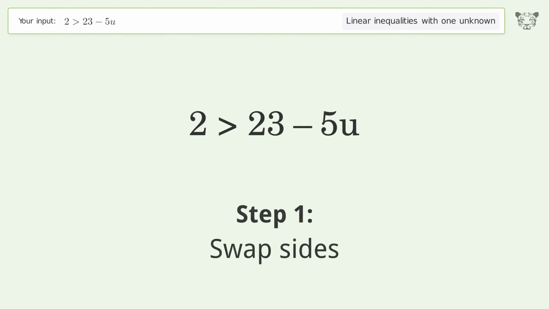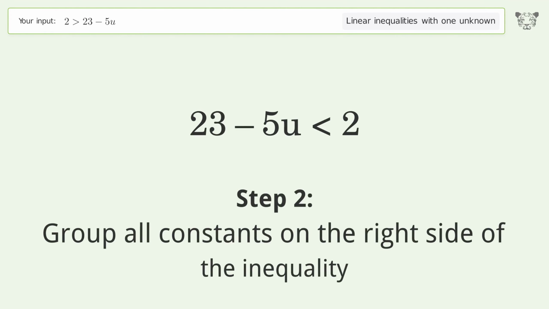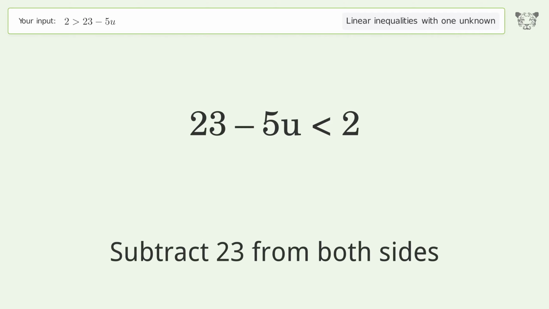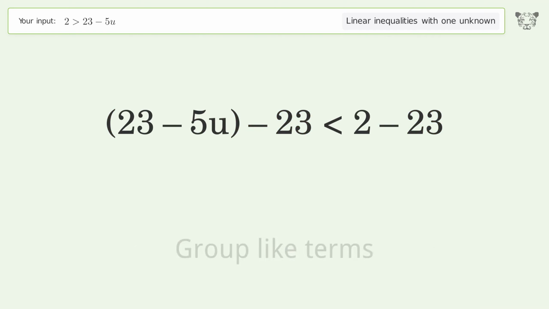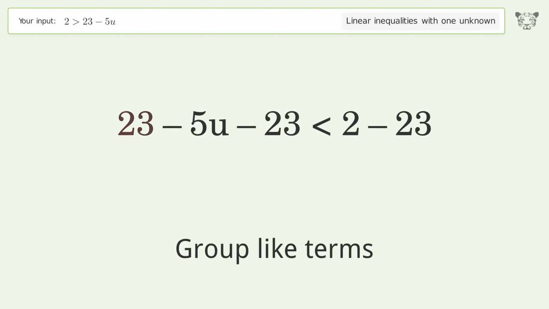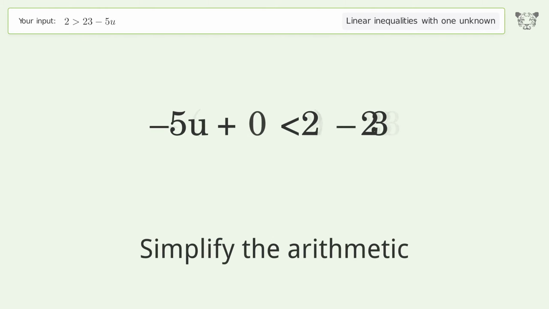Swap sides. Group all constants on the right side of the inequality. Subtract 23 from both sides. Group like terms. Simplify the arithmetic.